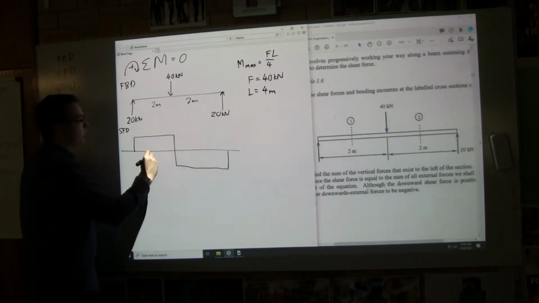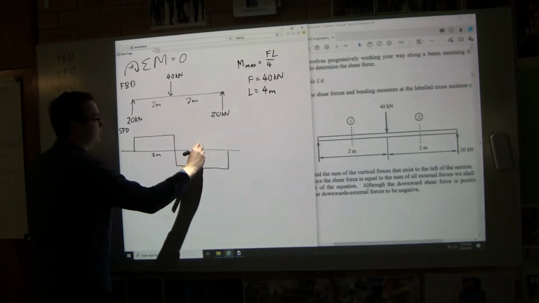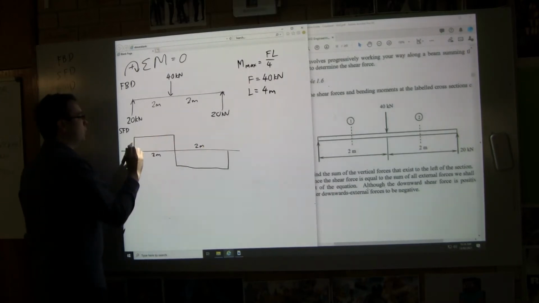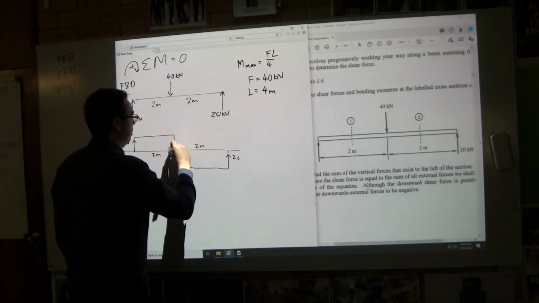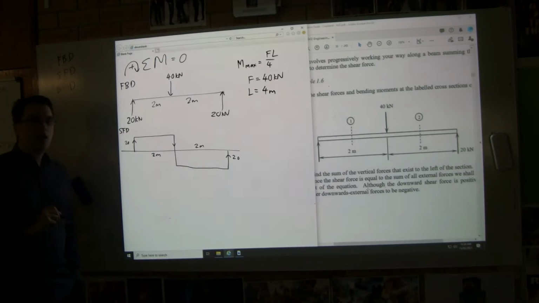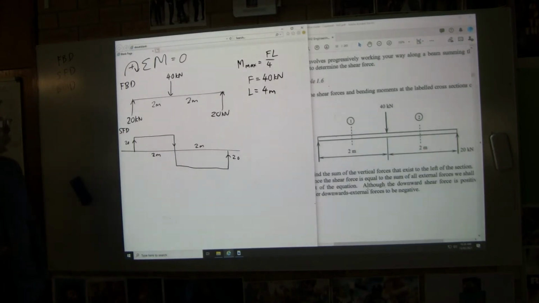So let's have a look at our diagram. It's 2 meters in each of these blocks. And how tall is it? Well, it's 20 up, and 40 down there. Now, that is our shear force diagram.